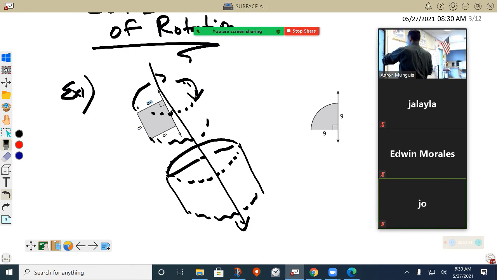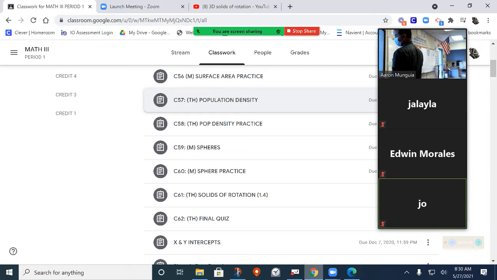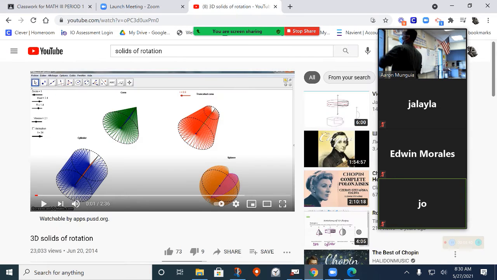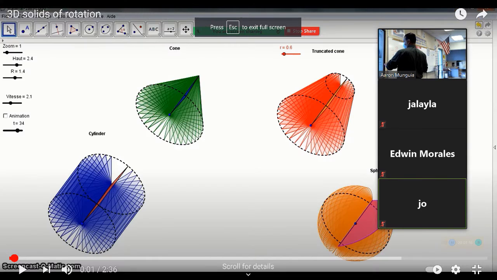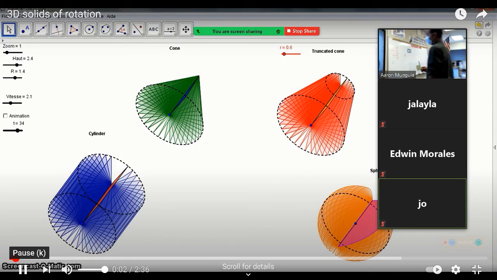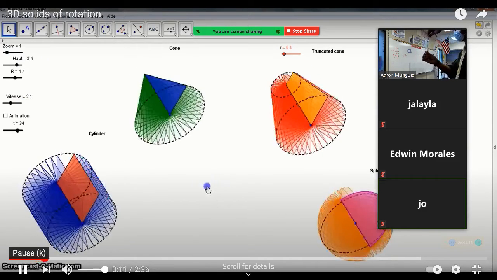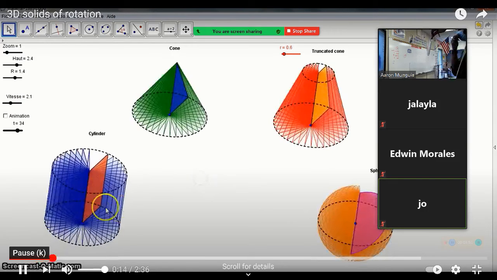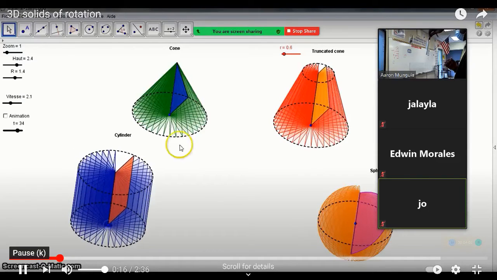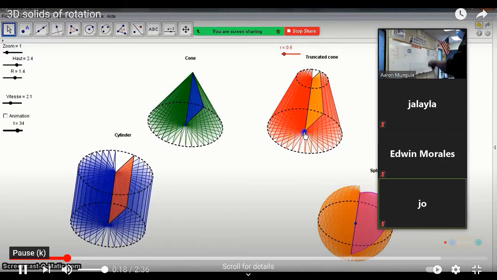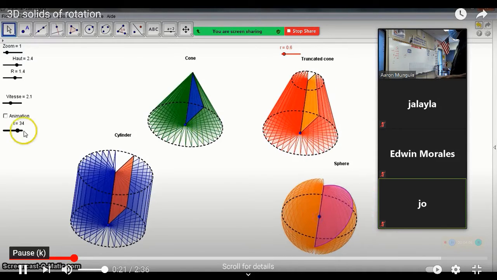So if I asked, okay, well, before I even do that, let me show you a little video here. Watch these solids of rotation being filmed here. Look at this. So look at these solids of rotation here. They're spinned along an axis here. Notice the axis, okay? There's a cone, there's a cylinder, a truncated cone, and a sphere.